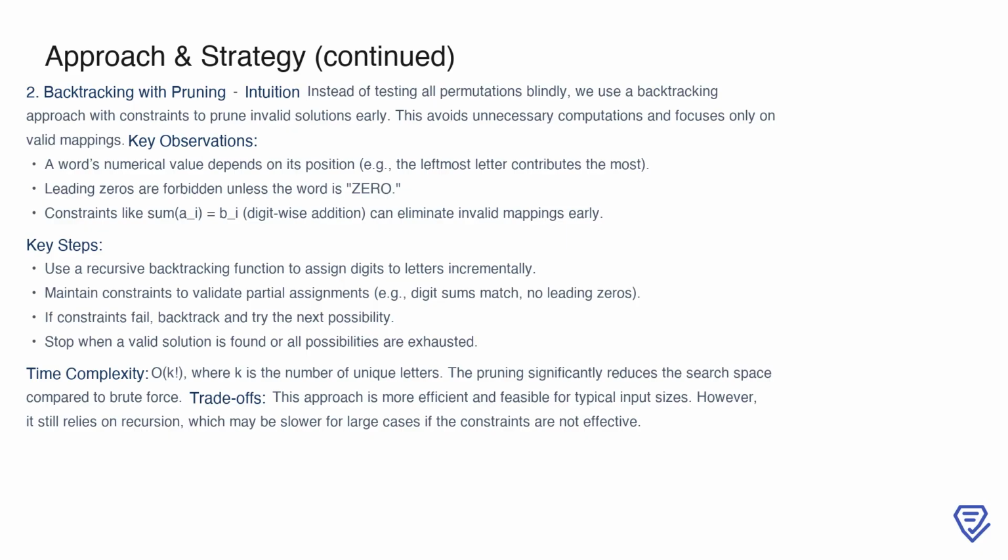Leading zeros are not allowed unless the word is specifically zero, and constraints like digit-wise addition can help validate partial solutions. The process involves a recursive function that assigns digits one by one, checking constraints at each step. If a constraint is violated, the algorithm backtracks to try a different assignment. This method is far more efficient than brute force because it prunes large portions of the search space.